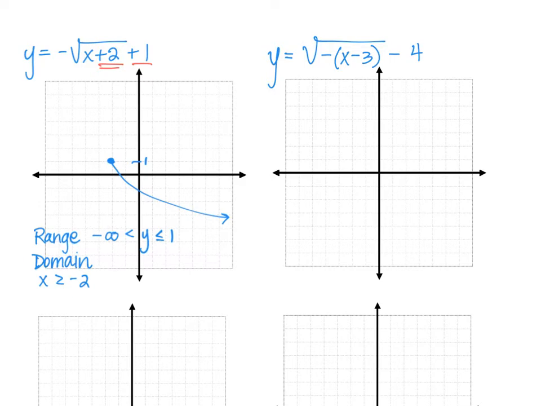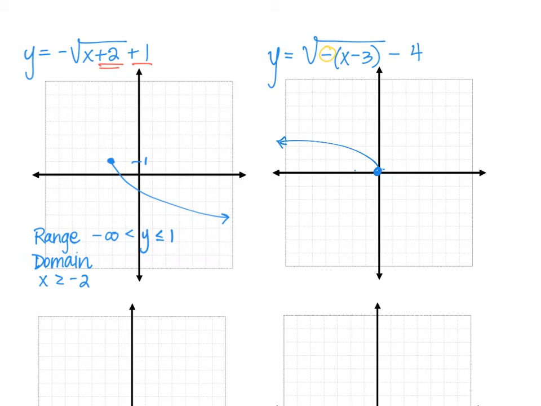So this is another square root. The negative here is on the inside, and so that tells me that my square root, which normally would be heading out through quadrant 1, is now going to be reflecting over the y-axis and going through quadrant 2. That negative reflects it over the y-axis.